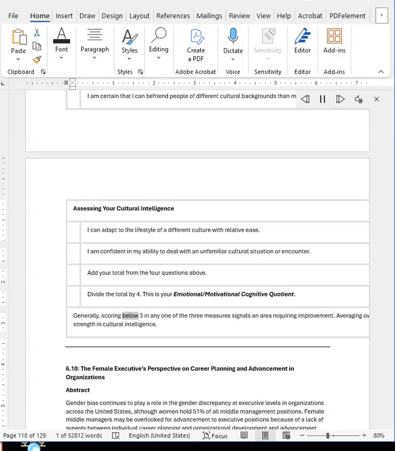Generally, scoring below 3 in any one of the 3 measures signals an area requiring improvement. Averaging over 4 displays strength in cultural intelligence.